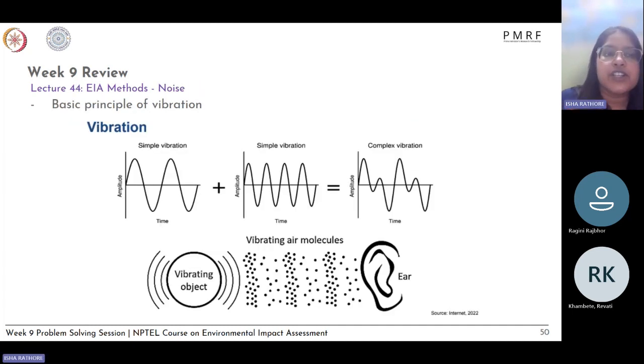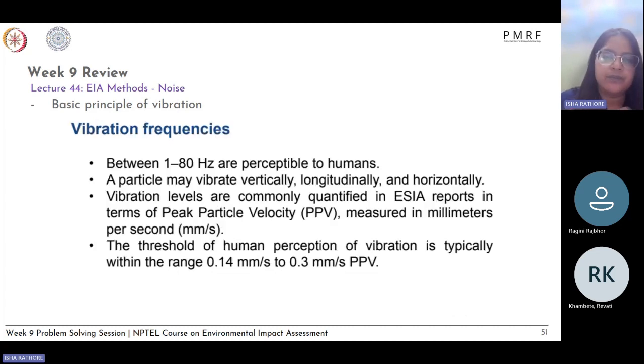Then moving on to lecture 44, here we looked at EIA methods for noise. First we looked at the basic principle of vibration, so how noise moves from a vibrating object and how it is heard by the human ear. We discussed all of that. Then we looked at the vibration frequencies. For humans, 1 to 80 hertz is perceptible. We can hear 1 to 80 hertz only. And a particle may vibrate vertically, longitudinally, and horizontally.